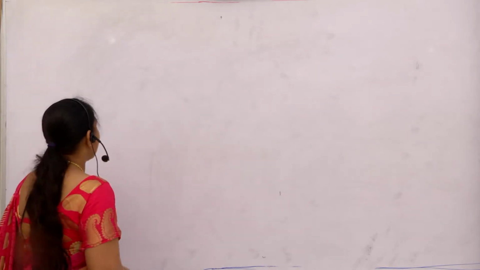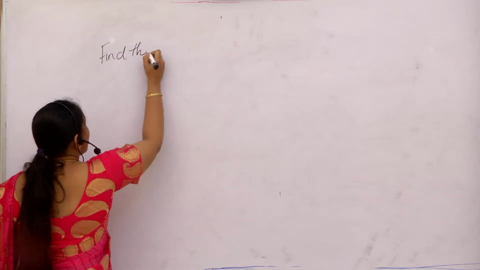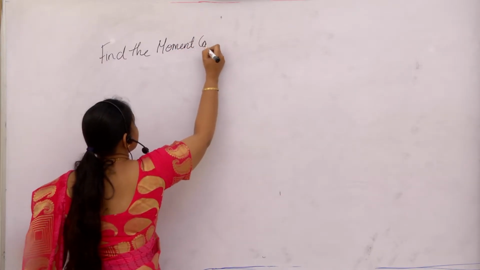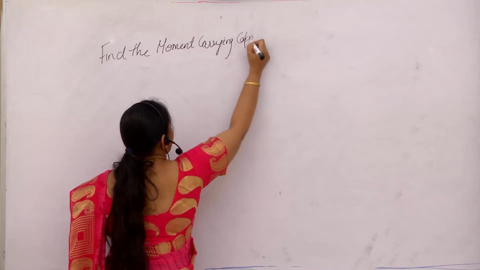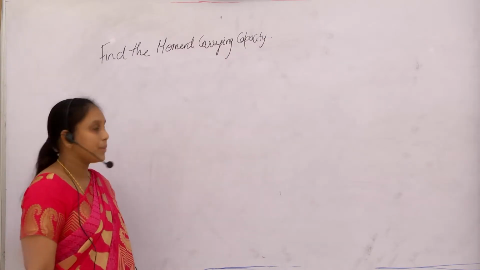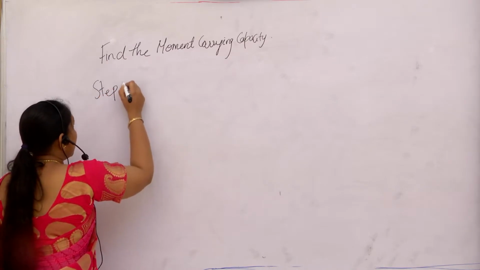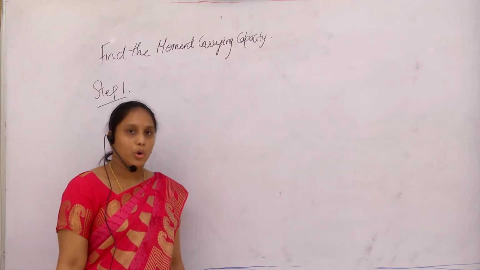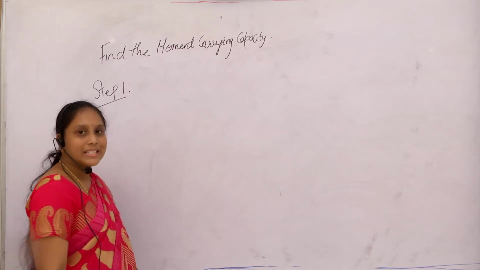So here what we are finding out? We are finding the moment carrying capacity. So for calculating the moment, now we will see what are the steps you have to follow. So the first step is you have to calculate the neutral axis depth.